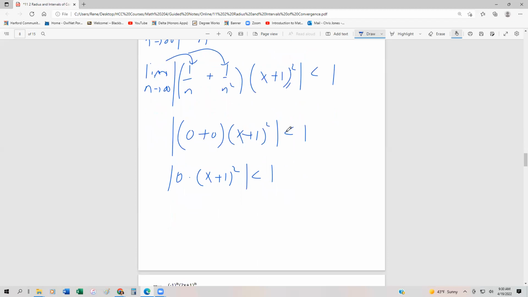Now, remember, the question is, what values of x can we plug in to make this true? And notice that no matter what values of x we plug in and square it, so if we plugged in 3 million, we get 3,000,001 squared times 0, okay? So what we know is that this series is going to converge for all values of x, okay? So this statement is valid for all values of x.